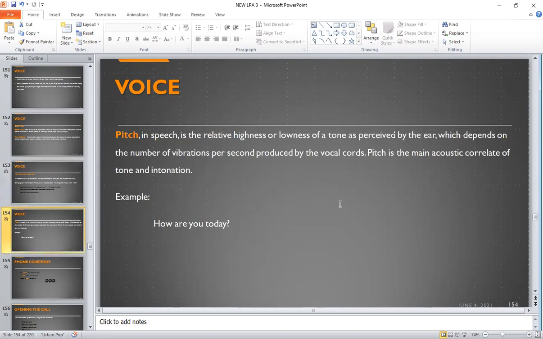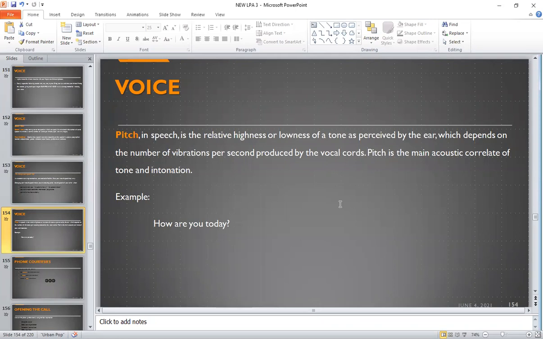Pitch in speech is the relative highness or lowness of a tone as perceived by the ear, which depends on the number of vibrations per second produced by the vocal cords. Pitch is the main acoustic correlate of tone and intonation. Example, how are you today? Compared to, how are you today? Because you just need to say it, right? How are you today?